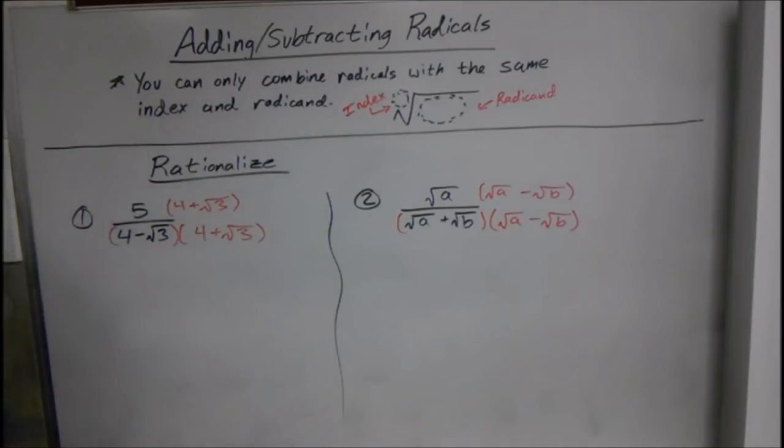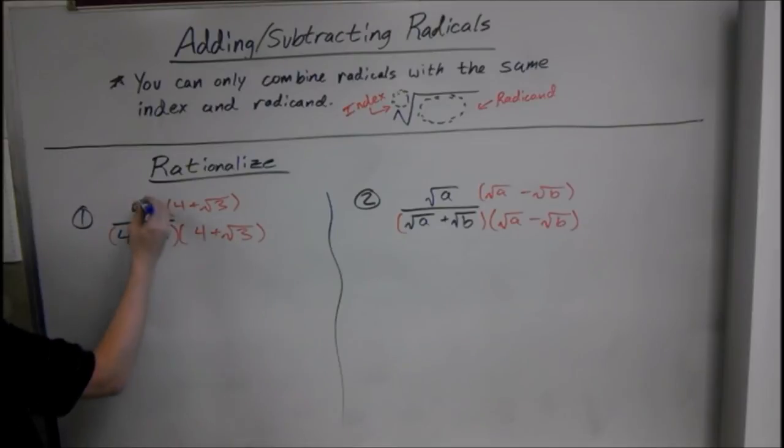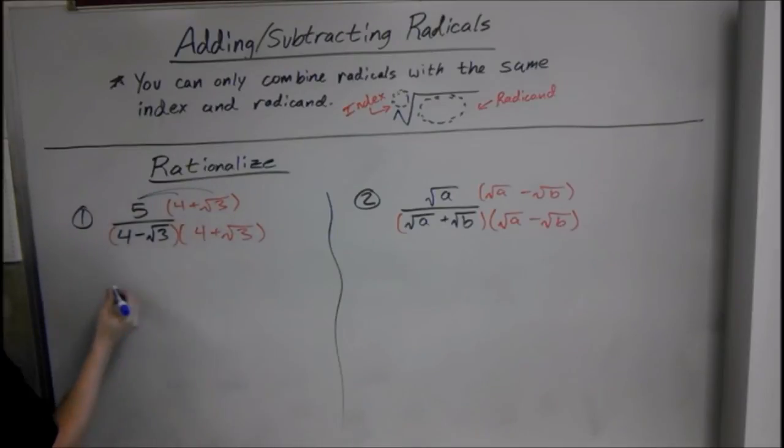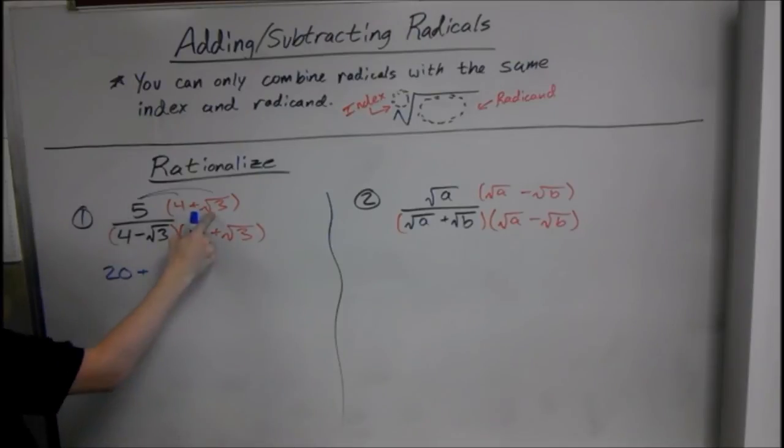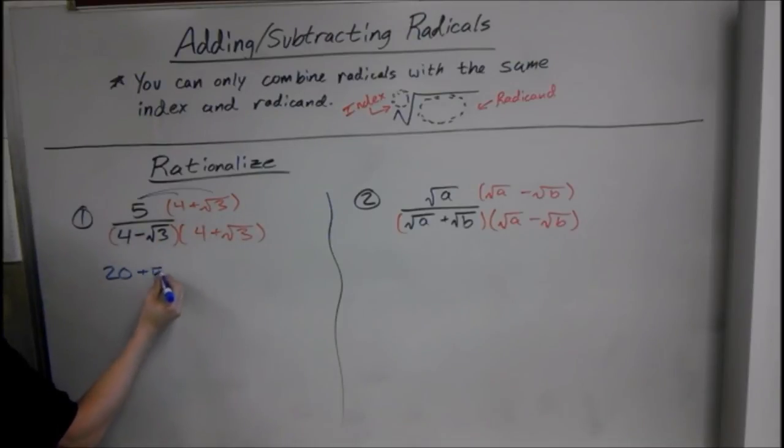So, first one, we're just distributing the top. 5 times 4 is 20. Plus 5 times square root of 3, can't multiply, so you just write it out. 5 square root of 3.